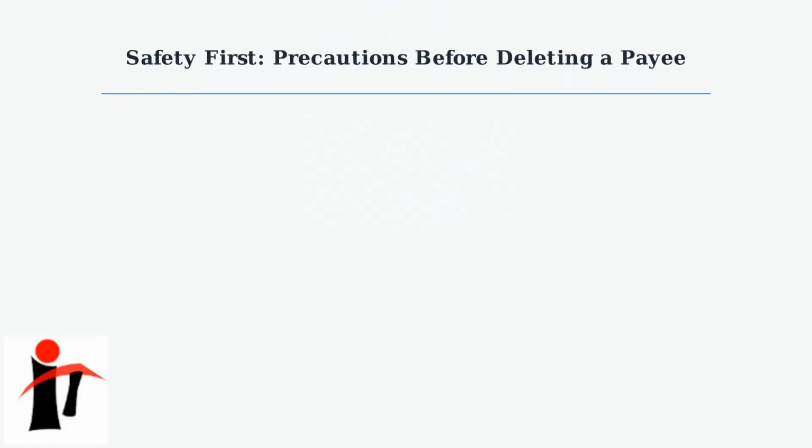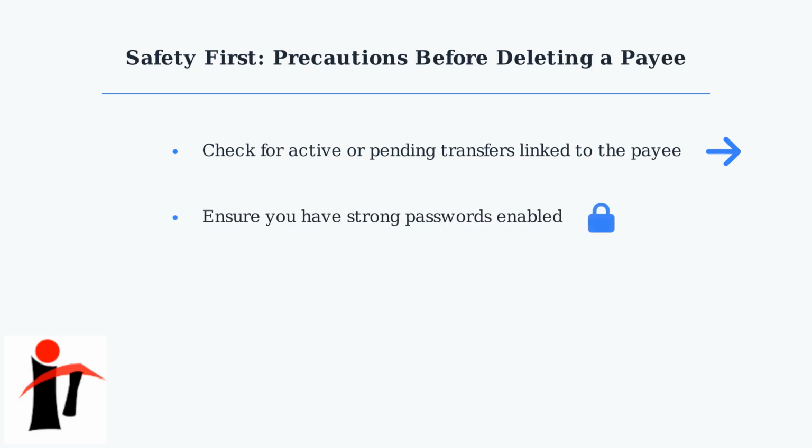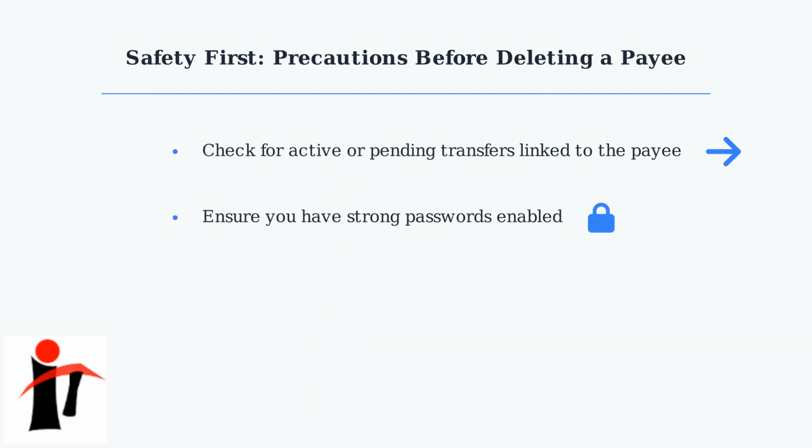Before deleting a payee from your Wise account, it's crucial to take certain safety precautions to protect your finances and data. First, always confirm that there are no active or pending transfers linked to the payee you're about to delete. Deleting a payee could halt or cancel any ongoing transactions, so check your transfer history carefully. Second, ensure your Wise account is protected with strong passwords. Use a combination of letters, numbers, and special characters, and avoid common words or personal information.